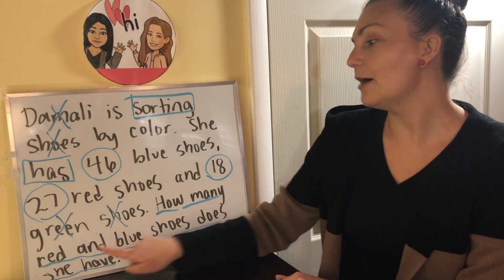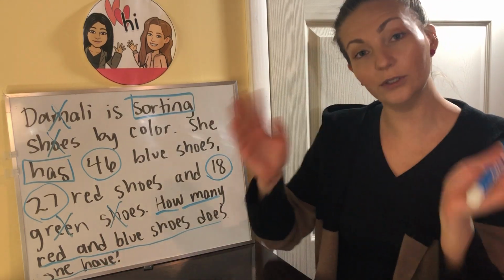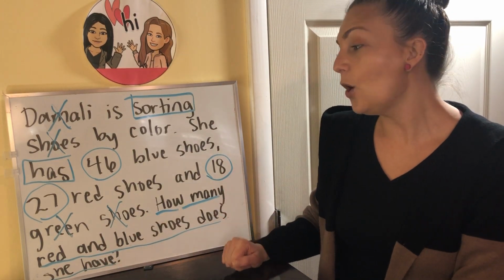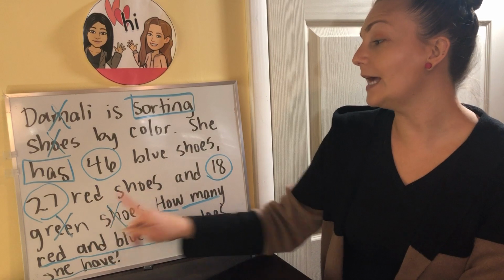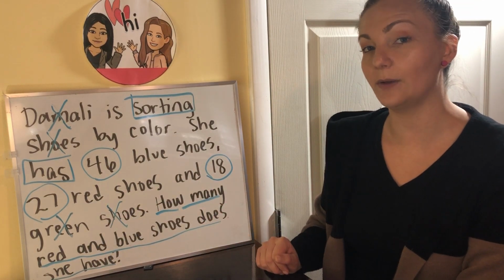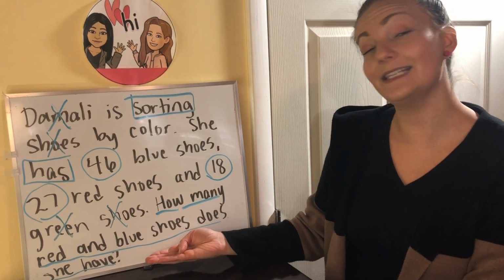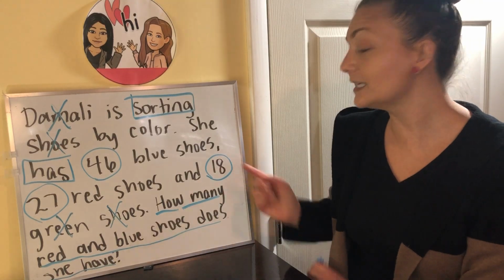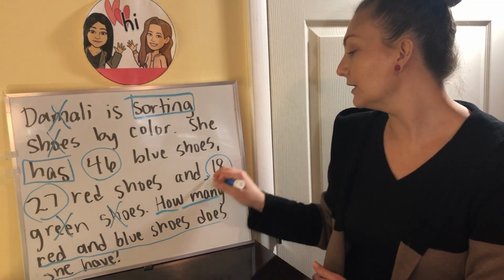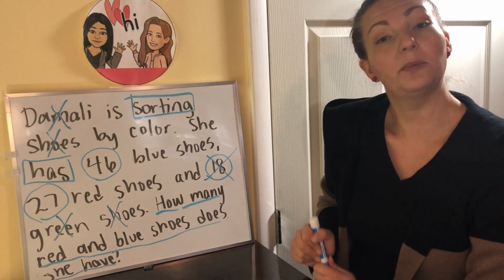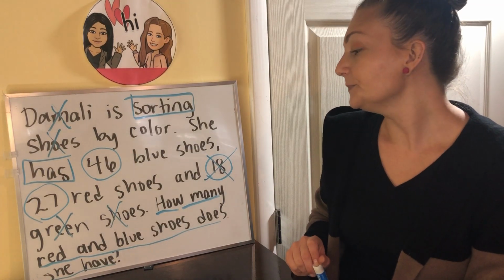If it asked us how many shoes did she have in total, we might want this number. Or if it asked us how many blue, red, and green shoes she had, we might want it. But it doesn't ask us anything about green shoes. So really this number is not a key number. It's just an extra number in the problem, and we don't need to use it.